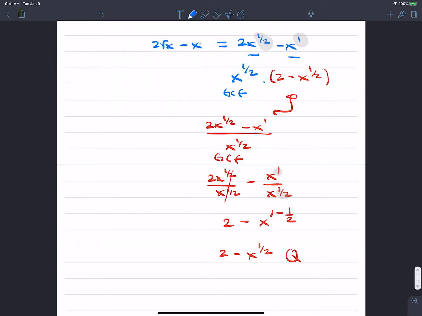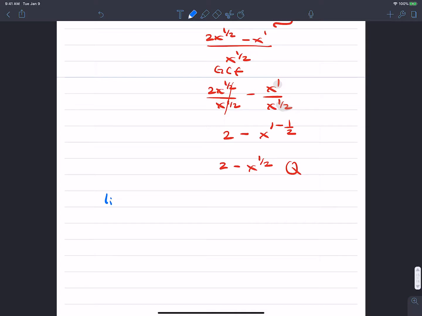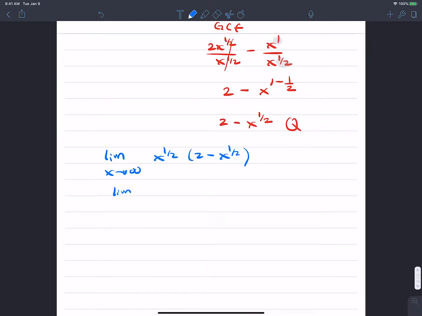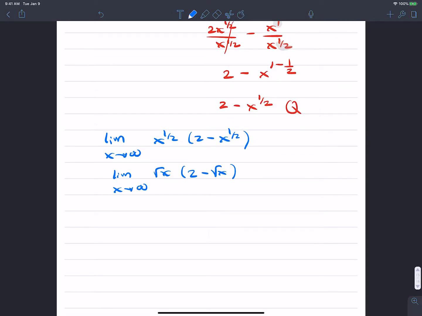So when I take the limit now, I look at the limit as x gets big of x to the 1/2 times 2 minus x to the 1/2. Is that right? Is that what we got? Looks like it. Which really is the limit as x gets big of the square root of x times 2 minus the square root of x. I make the claim that this is now doable. And you might say, why is that doable? Well, x is positive. x is getting big, right?